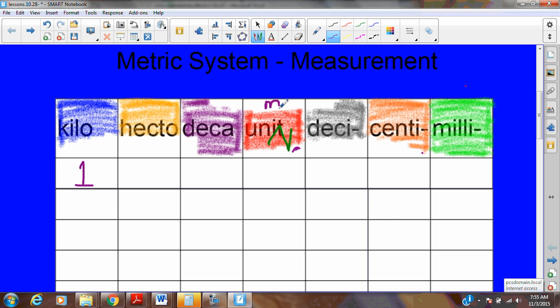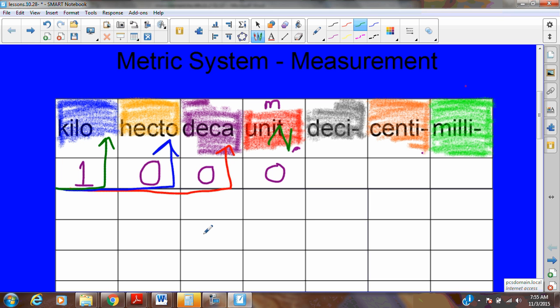1 kilometer equals, if I fill in zeros all the way until I get to the meters column, you will see that I have 1,000 meters. Also, 1,000 meters is the same as 100 decameters. But 100 decameters is also the same as 10 hectometers. And then we also know that 1 kilometer is the same as 1,000 meters. So you read the chart across. I'm bringing this to your attention because it's very much like place value.